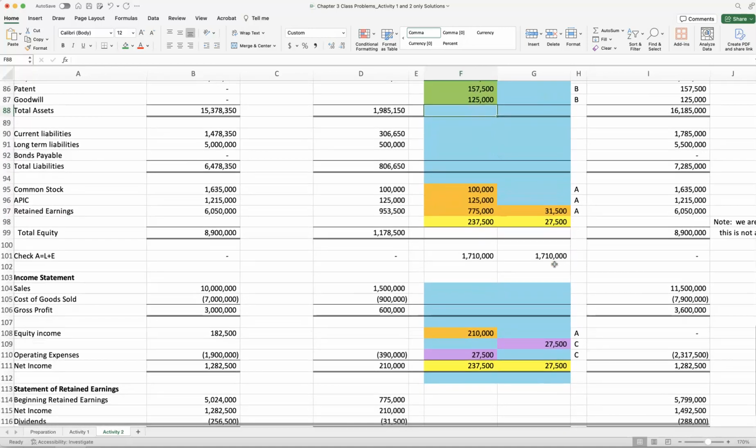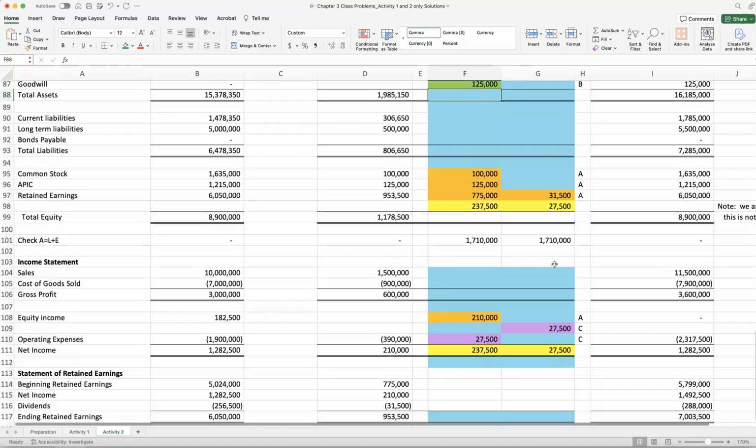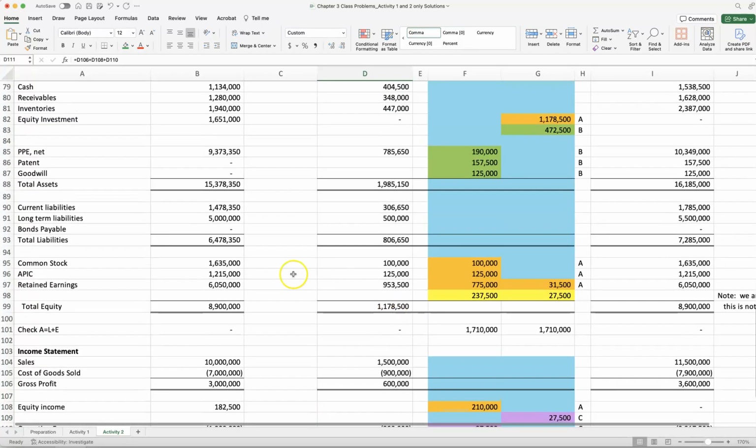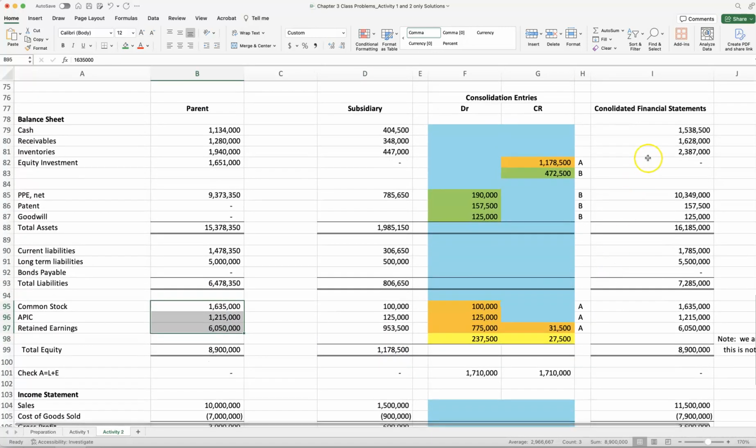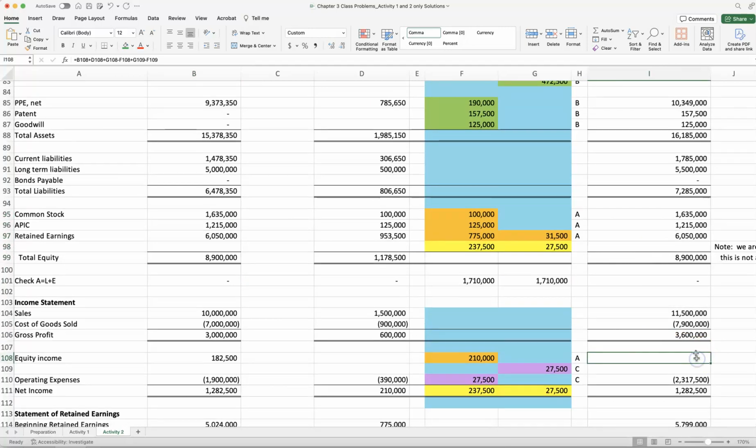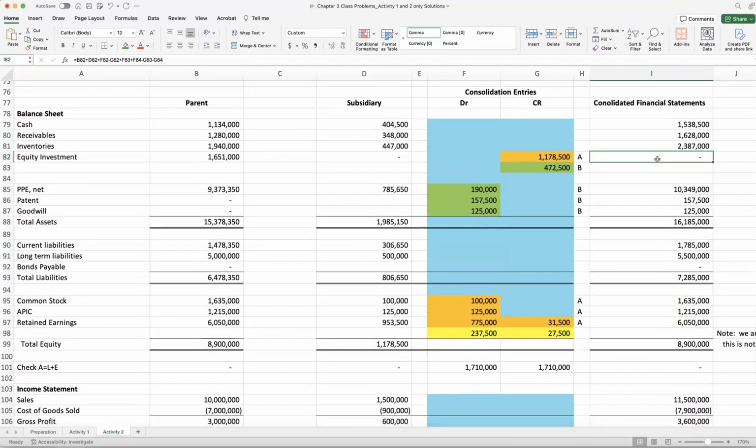Let's step back and make sure we think all of our components make sense. Does the net income on the parent equal the net income on the financial statements of the consolidated company? And the answer is yes. Why is that important? Because this $182,500 is a combination of the $210,000 minus the depreciation and amortization. Do we have equity equal to that of the parent? We do. So we know we've done that right. Is equity income zero? Yes, we've taken all of that out. And is our equity investment zero? Yes. So that's the way you can step back and check yourself.